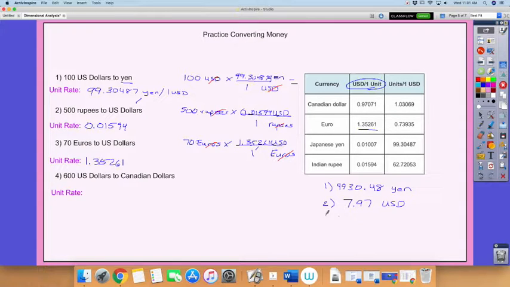And that gives us an answer that our 70 euros is actually worth $90 and about 68 cents in the United States. So let's try it one more time. This time we're starting with 600 US dollars.